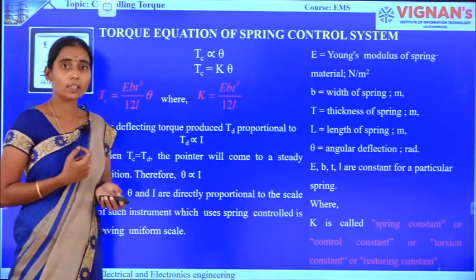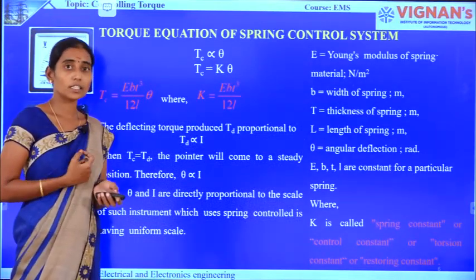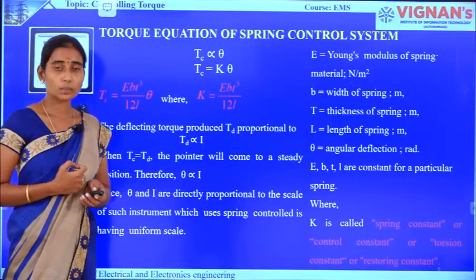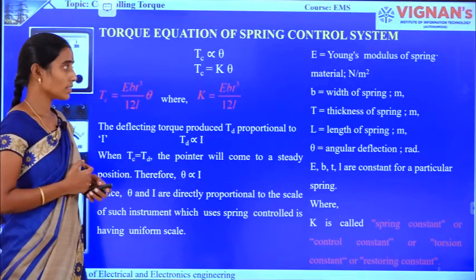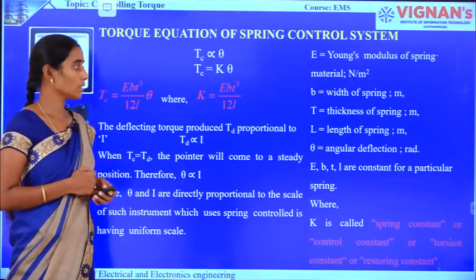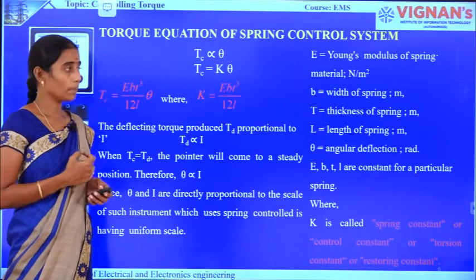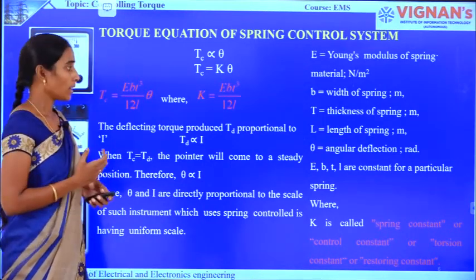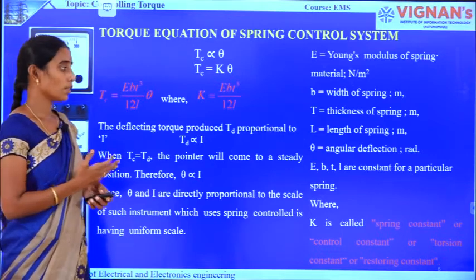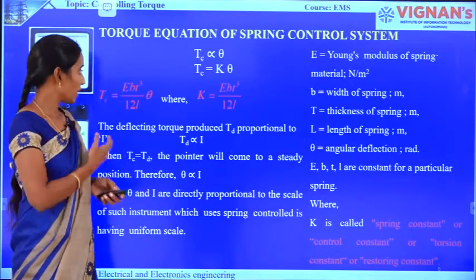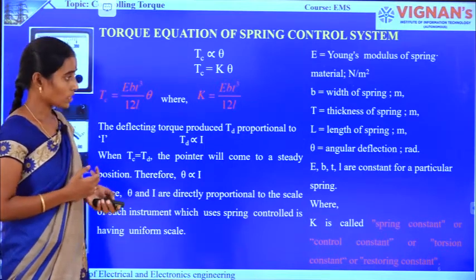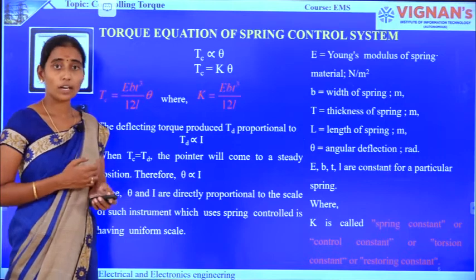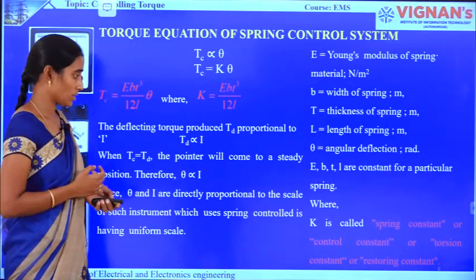E is the Young's modulus of the spring, which depends upon the material with which the spring is made, and B is the width of the spring measured in meters, and T is the thickness of the spring measured in meters, and L is the length of the spring measured in meters, and theta is the angle of deflection. E, B, T are constants for a particular spring, and K is nothing but the spring constant or control constant or torsion constant.